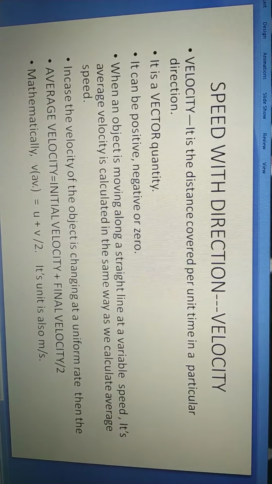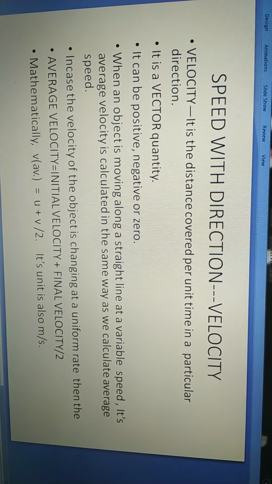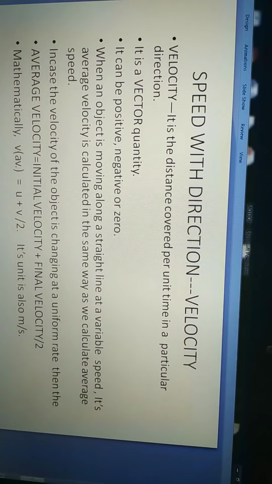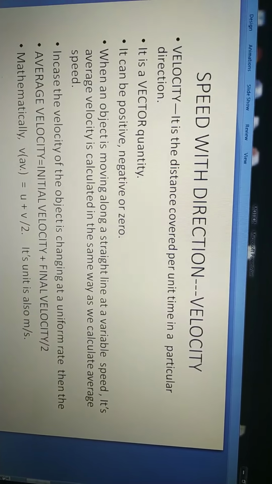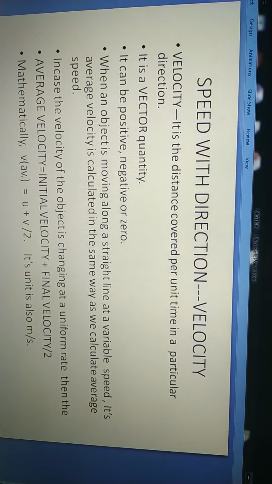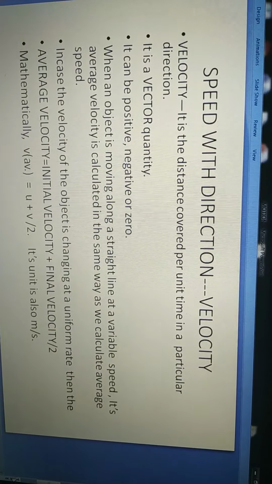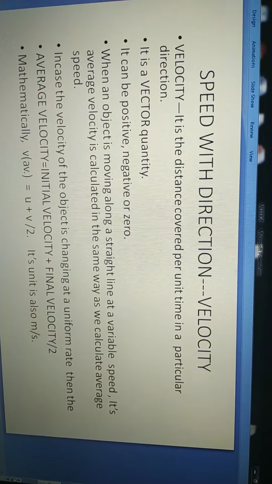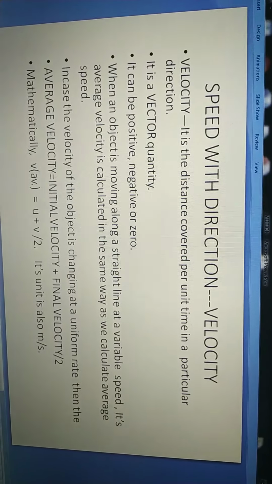It can be positive or negative. When an object is moving along a straight line with variable speed, its average velocity is calculated in the same way as we calculate the average speed. When the object is moving in a straight line, then the average speed and average velocity will be the same and will be calculated in the same way, with the formula total distance upon total time.